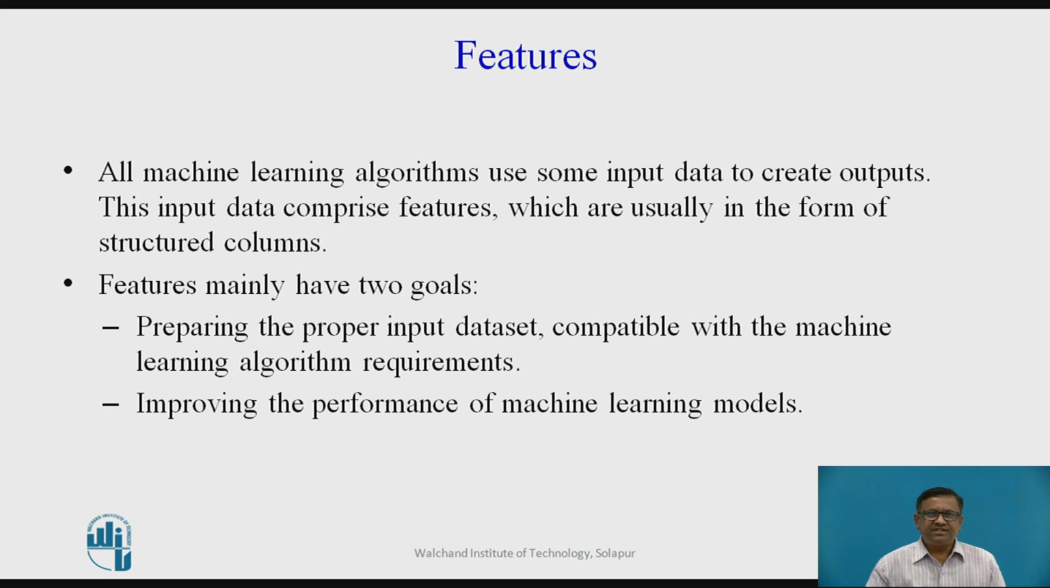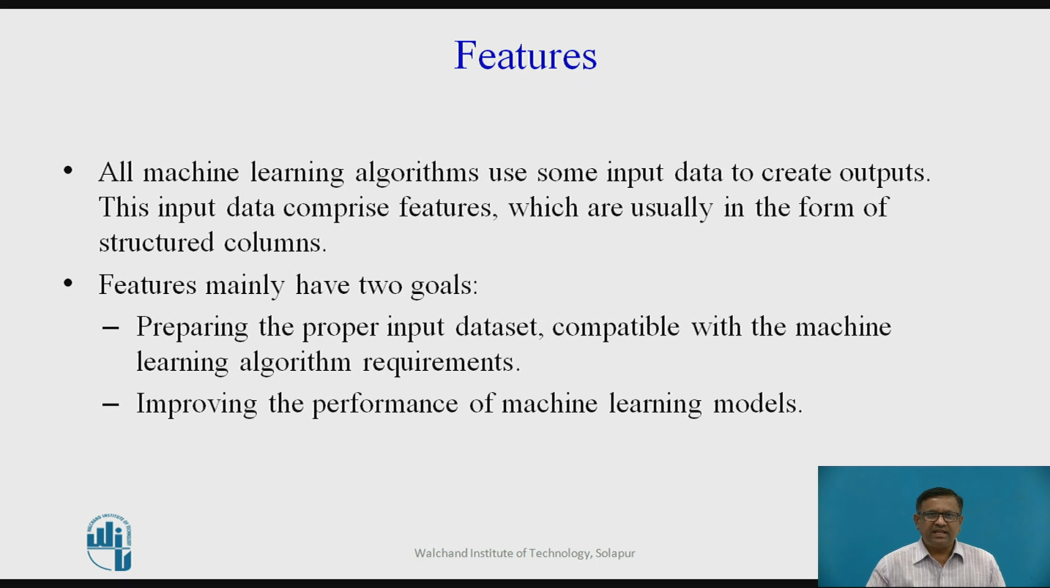So, all machine learning algorithms use some input data to create outputs. This input data comprises features which are usually in the form of structured columns. So, if data is arranged in tabular form, every column of a table consists of a feature. If the number of features is more, the number of columns in a table will also be more. So, each column represents a feature of the particular machine learning task.